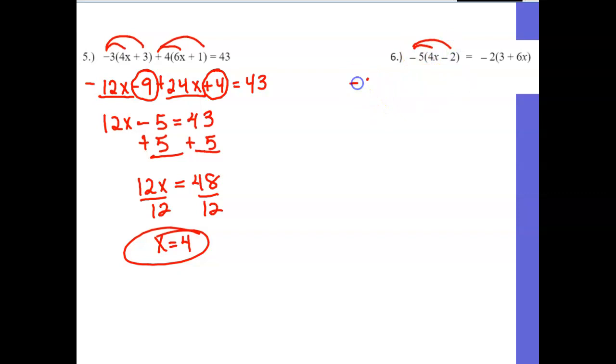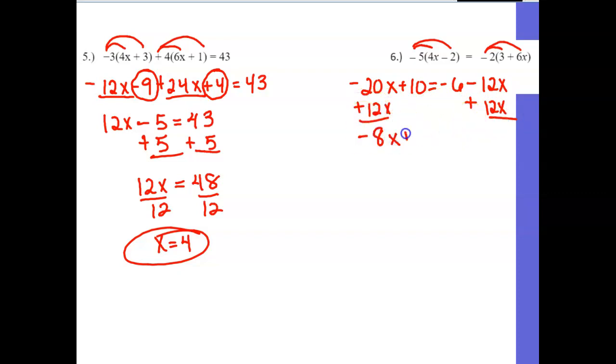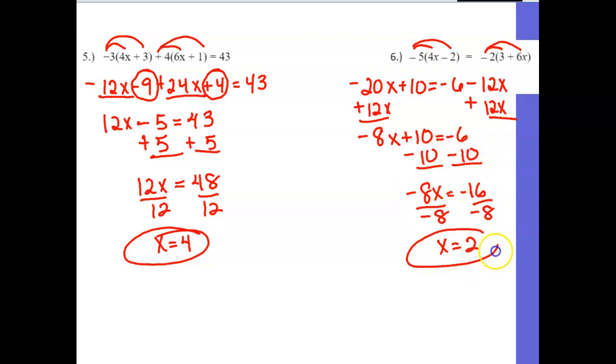Okay, we get our negative 20x plus 10 is equal to a negative 6 minus 12x. Okay, so we distributed. We can't combine like terms, but we can move the variable. So I'm going to add my 12x here. All right, when I do that, I get a negative 8x plus 10 is equal to negative 6. Then I'm going to subtract my 10 from both sides. So negative 8x is equal to negative 16. And then I divide by negative 8. My x is equal to 2.